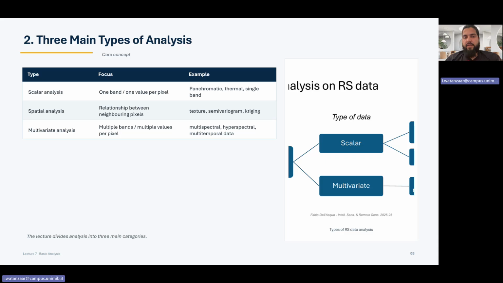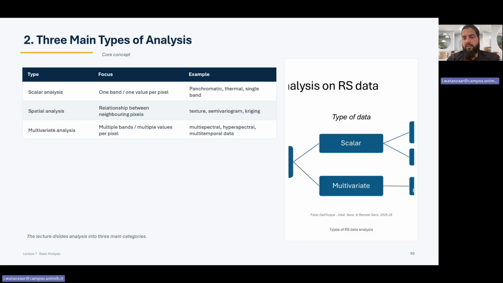Then we have multivariate analysis. This means multiple bands or multiple values per pixel. Now this is exactly where the intuition makes sense. We have taken the example of a cabinet with multiple drawers, so in each drawer we have multiple values. These multiple values act as a vector, and they give certain directions in the space.